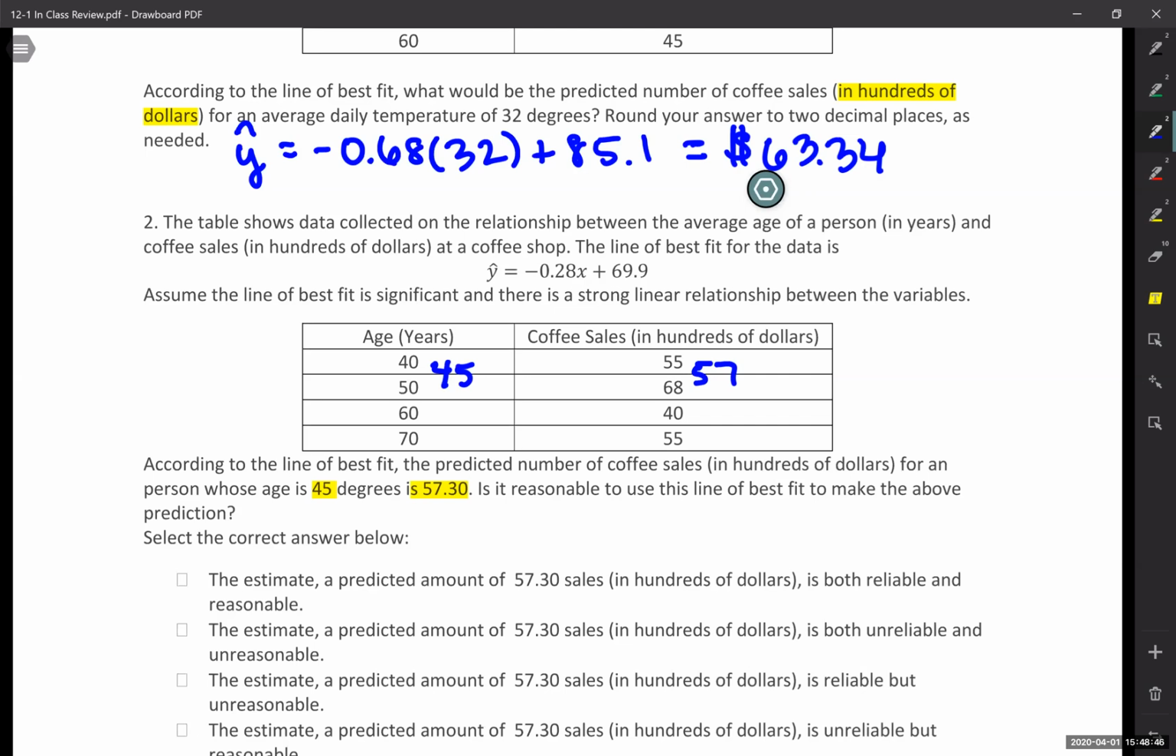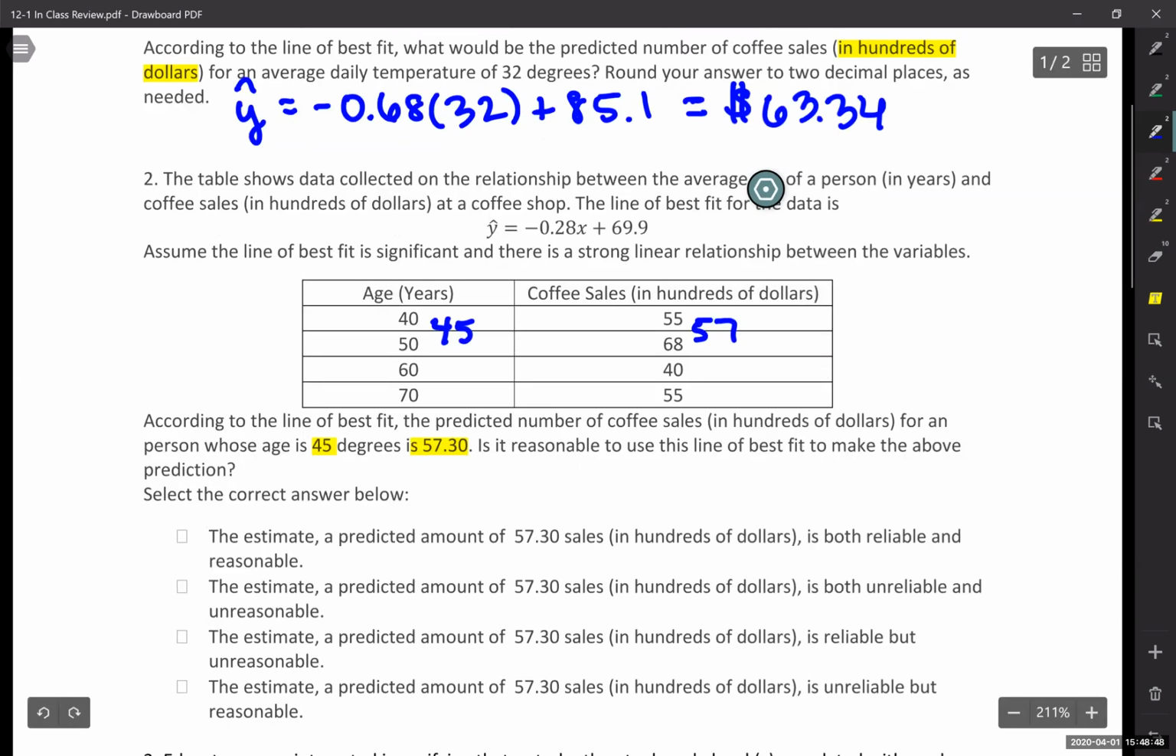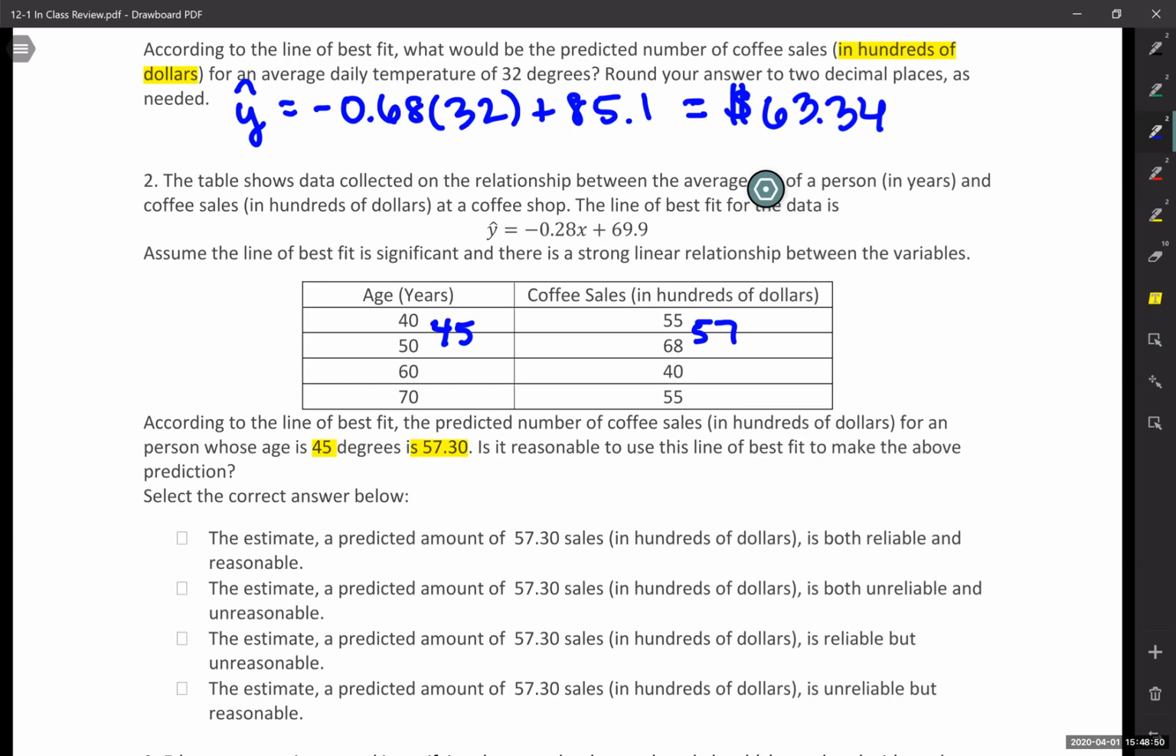And then as you look through the answers, talk about if it's reasonable and if it's reliable. So first of all, it seems reasonable. All these answers are between 40 and 68. So an answer of 57 does make sense. So it is reasonable. I'm going to cross off those two choices that say unreasonable. So now the difference between the top and the bottom is reliability. Yes, it's reasonable that a 45-year-old would spend $5,700. Okay, it's a little silly, but anyway, let's just say, according to this chart, it does seem reasonable.